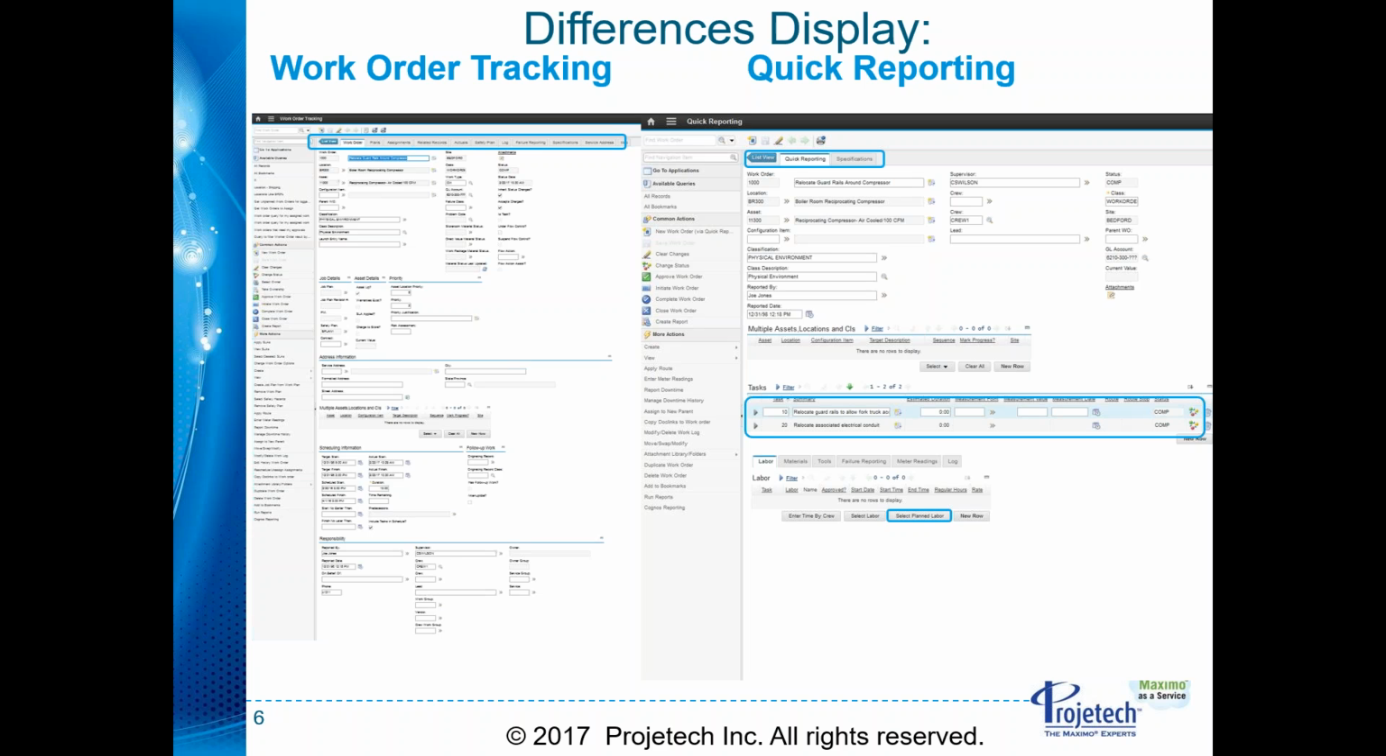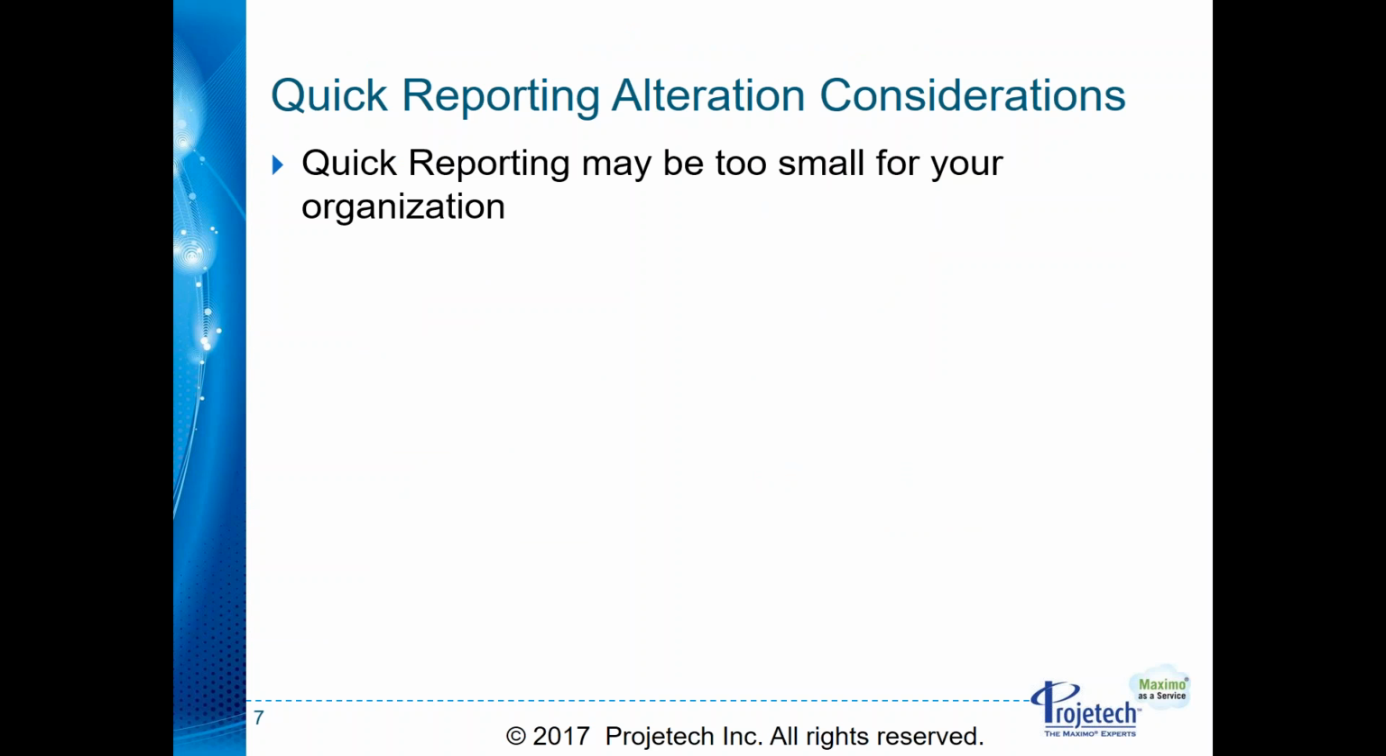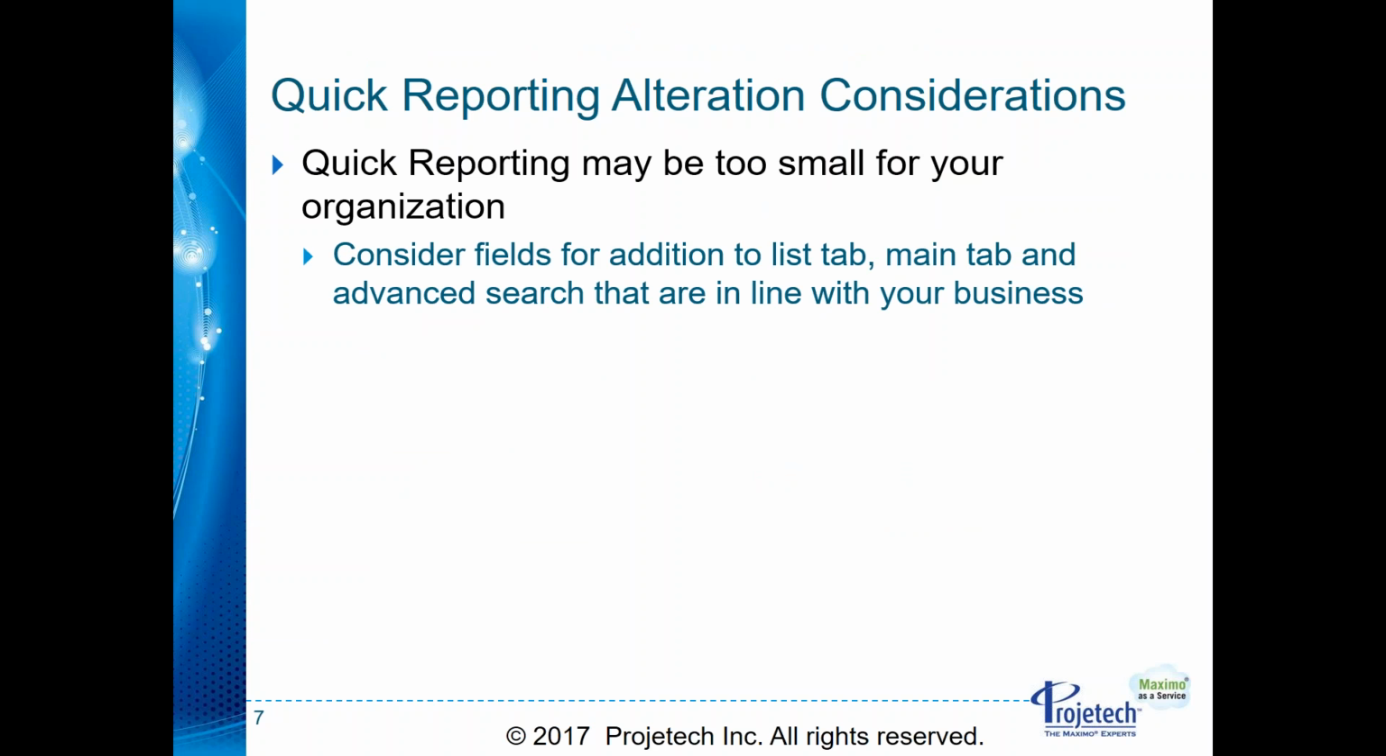All right, so let's talk about alterations. Quick reporting is a dramatically scaled down version of work order tracking. And in fact, it may be too small for your organization. When you're aligning quick reporting use with your business, you should consider adding as well as removing fields on the list of main tabs, and make sure that you look again at the advanced search.